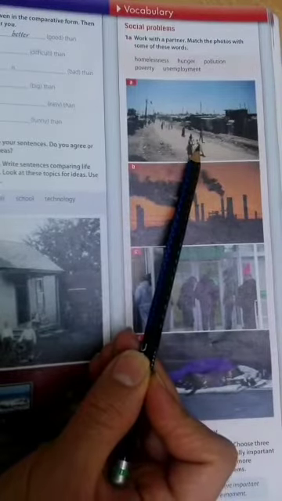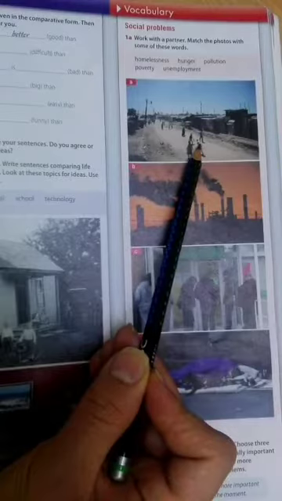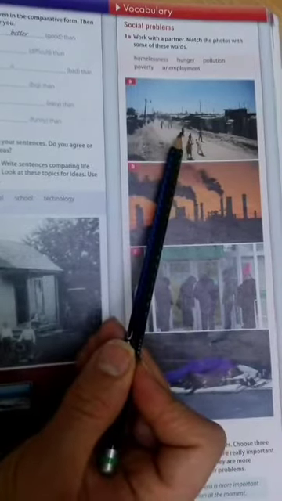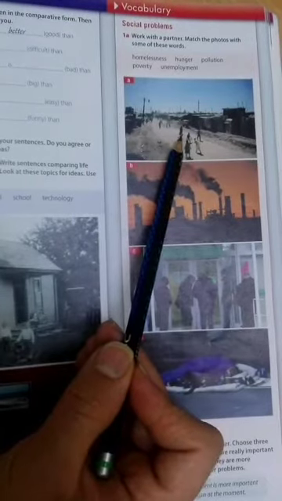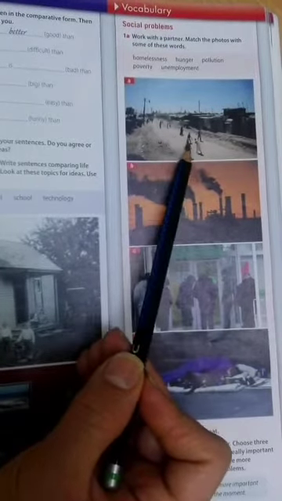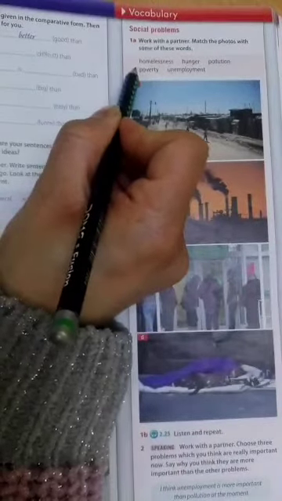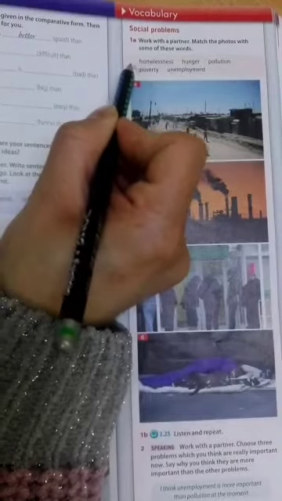People here are searching for water. They are searching for food. So when people don't have money to buy these things, what do we call this? Yes, it's poverty. This is the correct answer. So we can write letter A beside the word poverty.